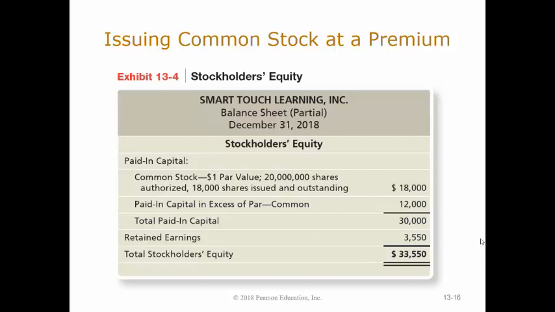When you display the amount of common stock that you have on your stockholders' equity section, you're required to do a few things. First, denote what the par value is. That's why we used it in the journal entry itself. So this is common stock with a $1 par value.